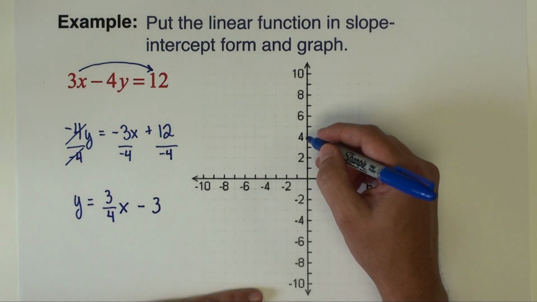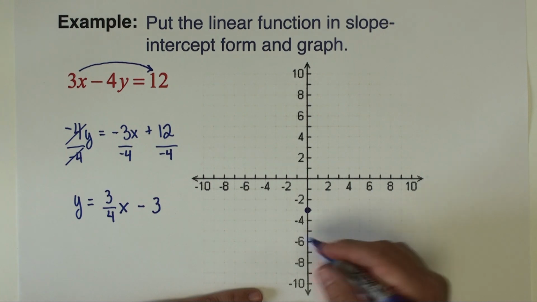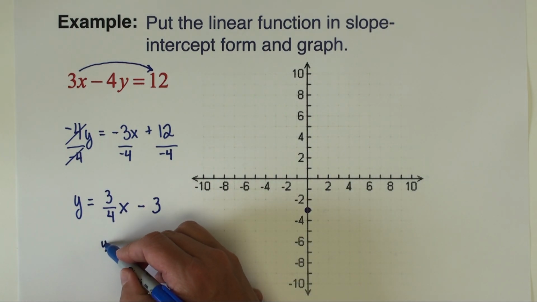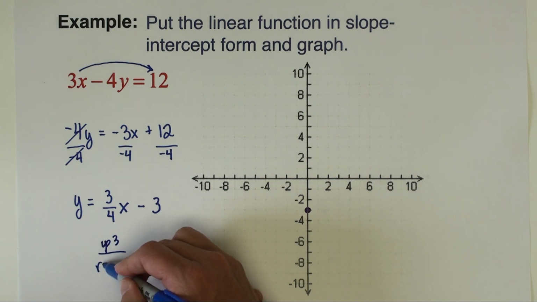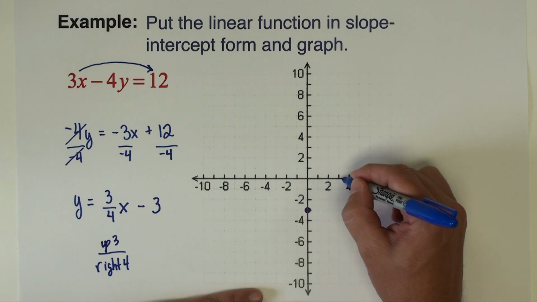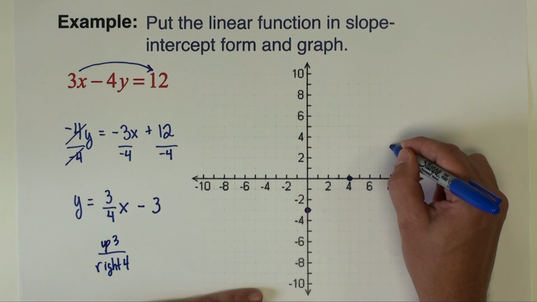So this line is going to start at the point negative 3 on the y-axis, and the slope 3/4 means that I'm going to go up 3 and right 4. So 1, 2, 3, 1, 2, 3, 4.